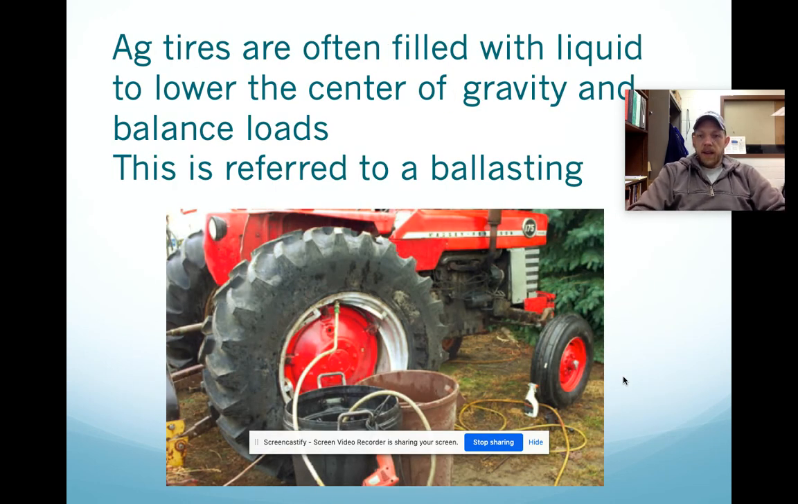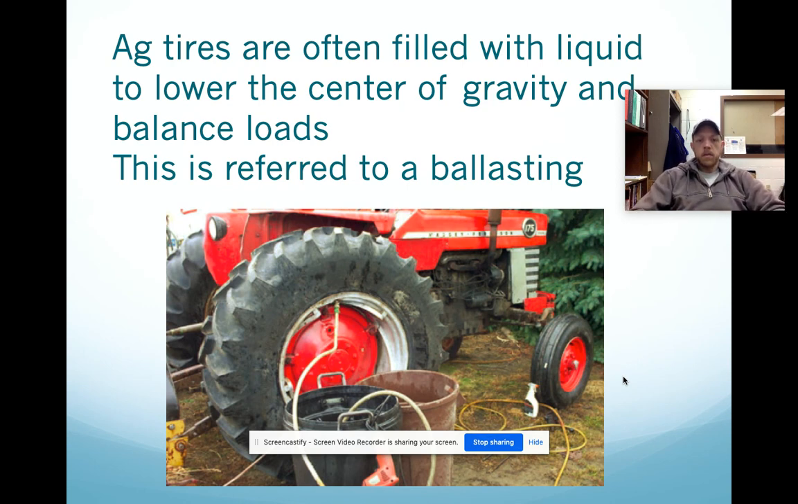A lot of times ag tires are filled with fluids, and this is done for a few reasons. One, it lowers the center of gravity on that piece of farm equipment. It also balances load. So if that were moving hay or we have a front end loader on that tractor, it's going to keep the back end of the tractor downward. It's also going to provide more traction to that tractor. All of those reasons for weighting those tires is called ballasting, and ballasting just helps balance out that tractor.